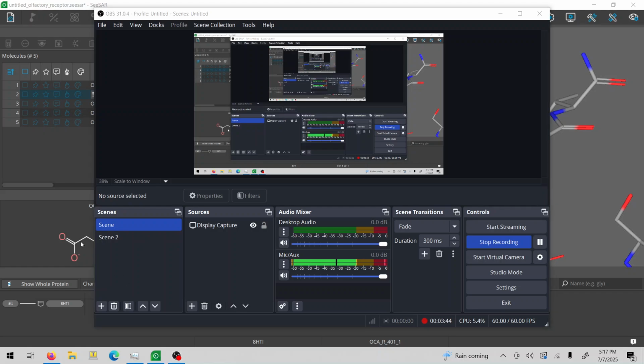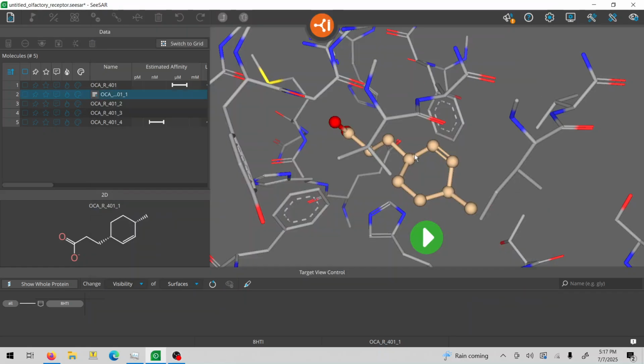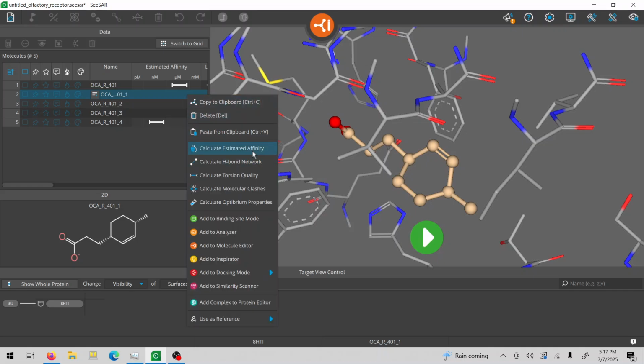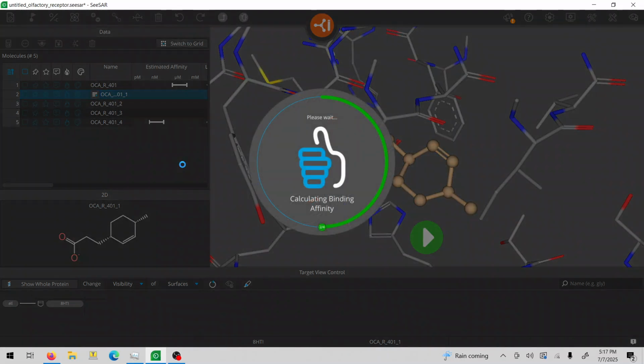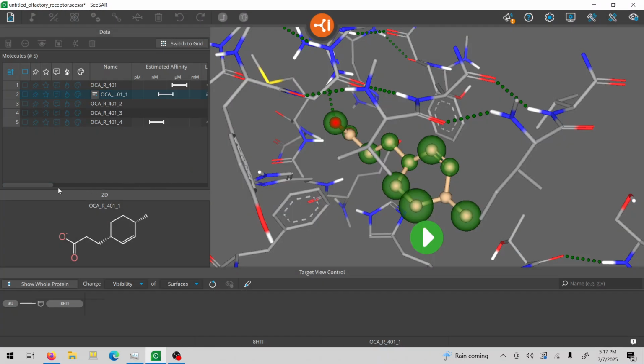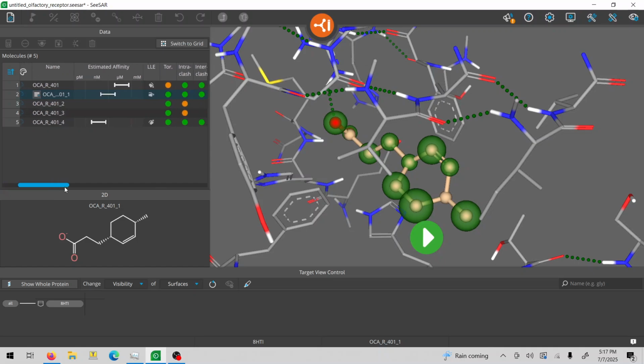Can you see my screen? Yes. So you can see it here. I connected this and this via a carbon-carbon double bond. And what is the estimated affinity? Let's have a look. It seems about, well, almost 1,000 times more potent.